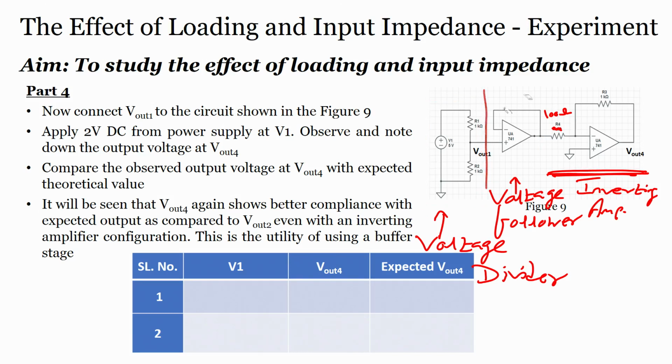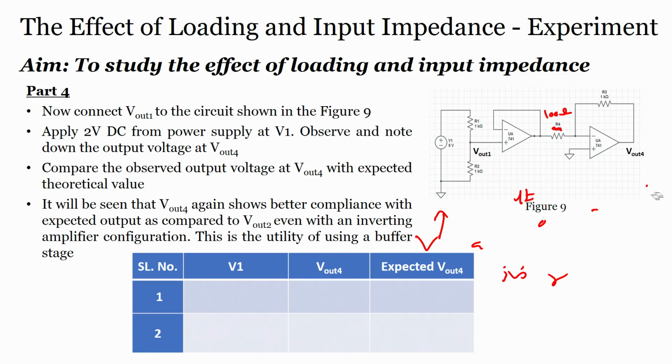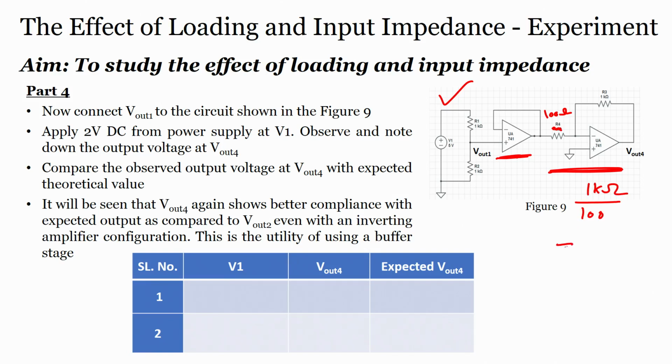If I connect the potential divider to the buffer, and the output of the buffer to the inverting amplifier, this inverting amplifier has a gain of 10. You see, 1 kilo divided by 100 is a gain of 10. So this is my inverting amplifier.